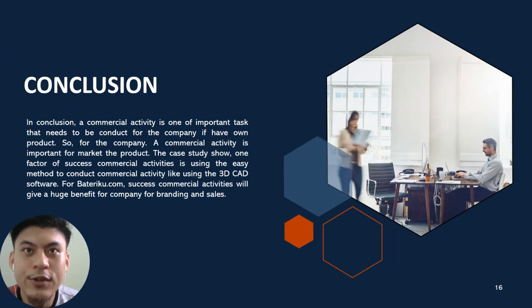In conclusion, commercial activity is one of the important tasks that need to be conducted by a company that has its own product. Batteryku has its own product, named Astra. For the company, commercial activity is important for marketing the product. As the case study shows, one factor of successful commercial activity is using an easy method to conduct it, like using 3D CAD software. For Batteryku, successful commercial activity will give a huge benefit for company branding and sales.